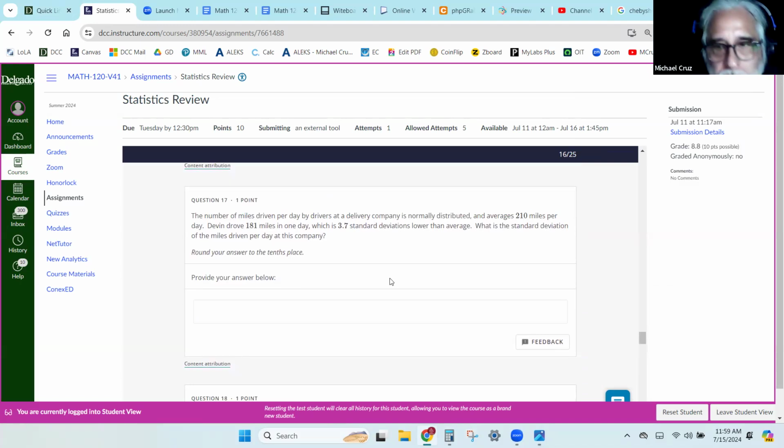So the number of miles driven by drivers at the delivery company is normally distributed and averages 210 miles per day. Devin drove 21 miles in one day, which is 3 standard deviations low as the median. What is the standard deviation of the miles driven? Okay, so we got to know what we're dealing with here formula-wise. And to calculate the z-score, z is equal to x minus the mean over the standard deviation. Now, what I'm going to do is fill in each one of those that I have.